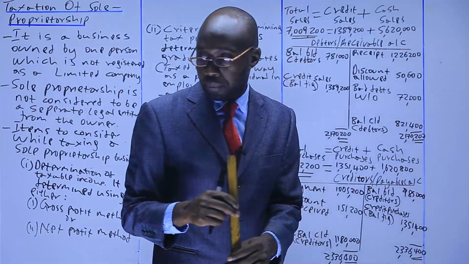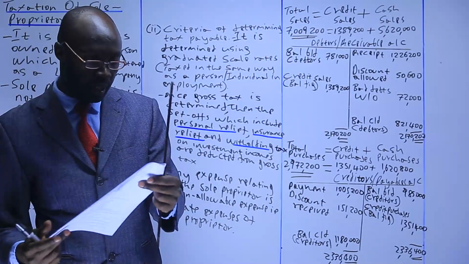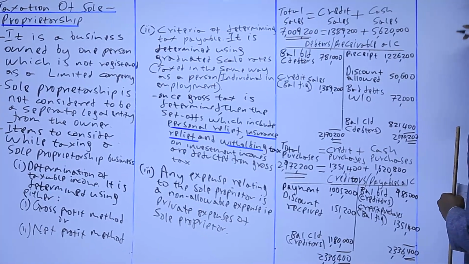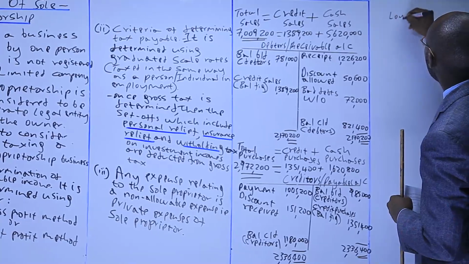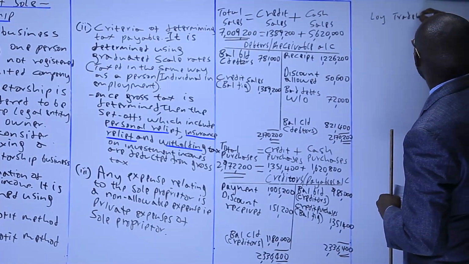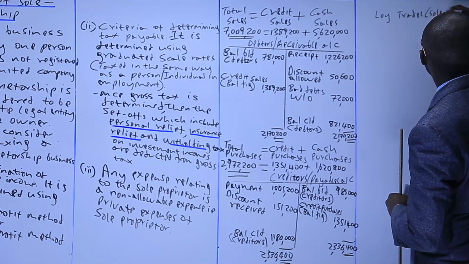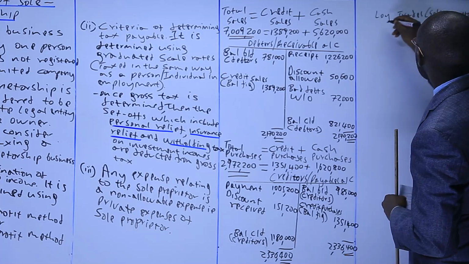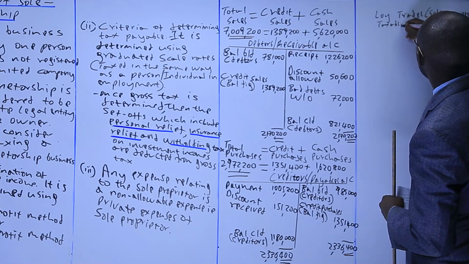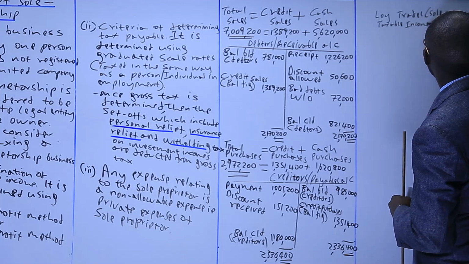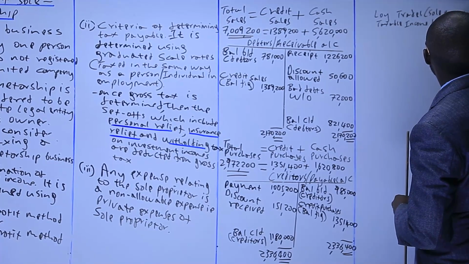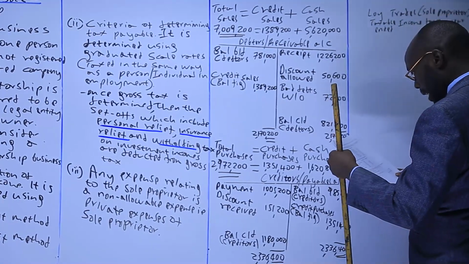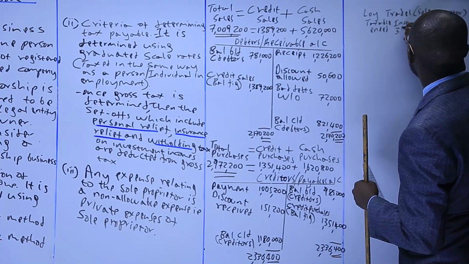So we come here, the name of the business, it is the Lloyd Traders. So we come here, Lloyd Traders, sole proprietor, taxable income, for the year ended, 31st December 2015.